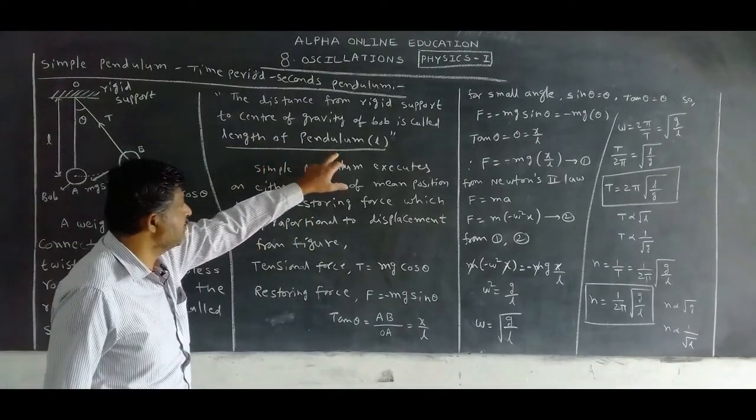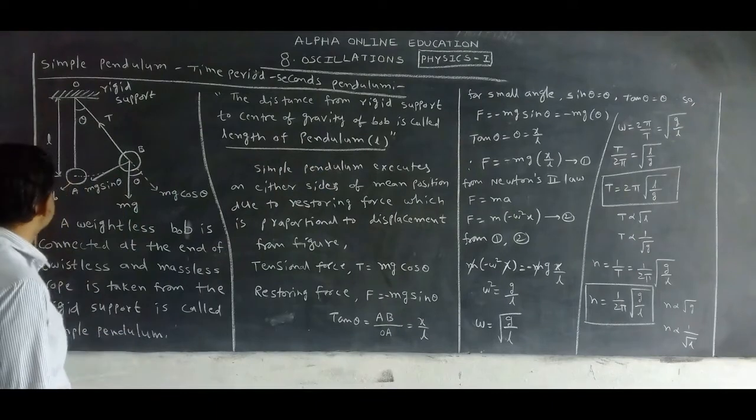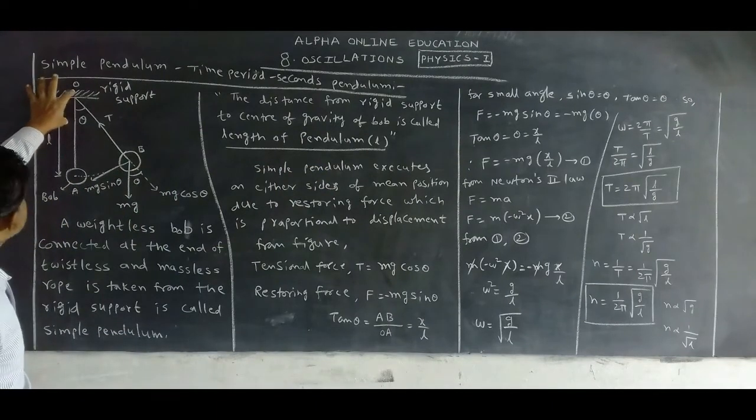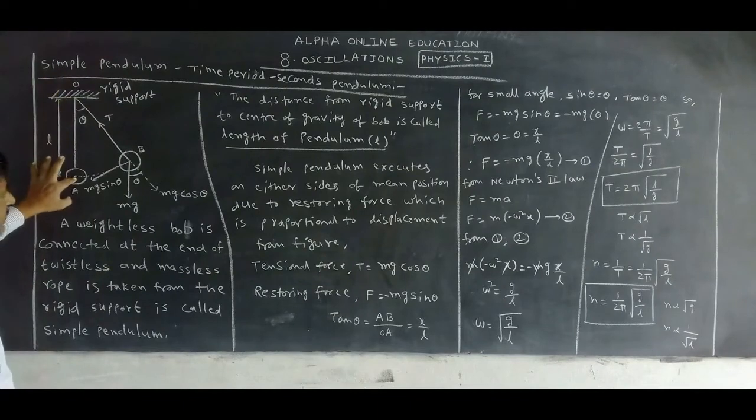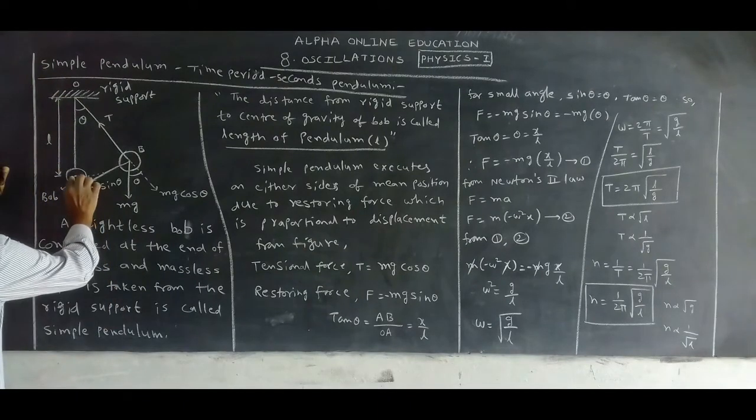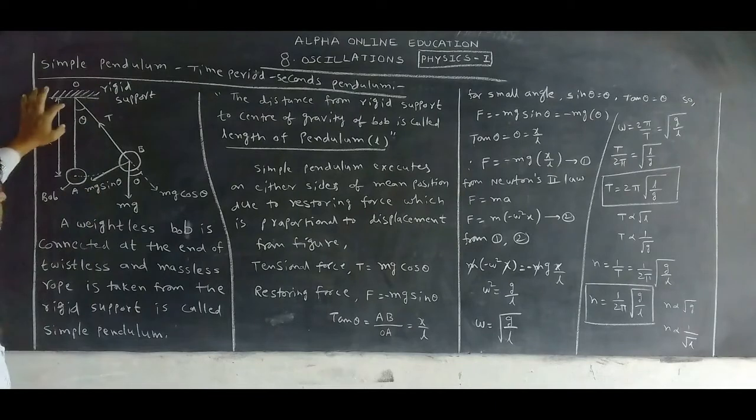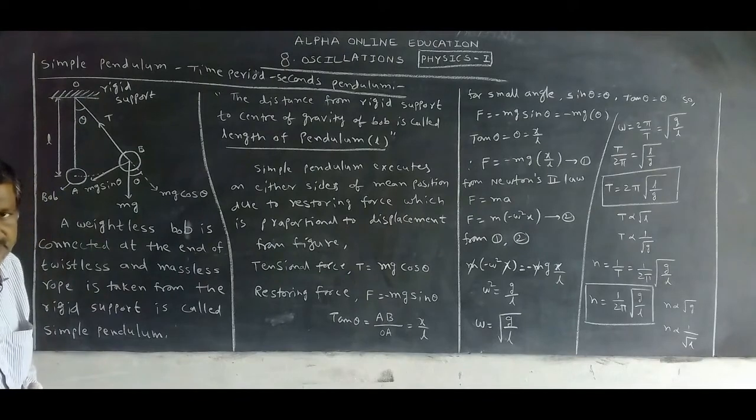Now, in a simple pendulum, this technical word is important: length of pendulum. What is the length of the pendulum? The distance from the rigid support to the center of gravity of the bob. This is the center of gravity. The distance from the rigid support to the center of gravity of the bob is called the length of the pendulum, denoted by L.